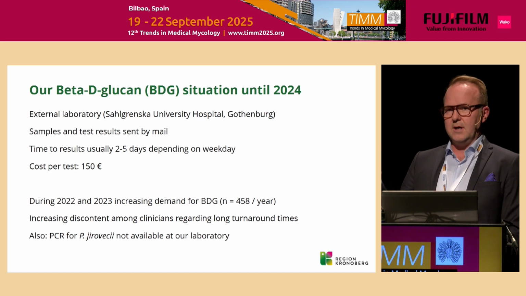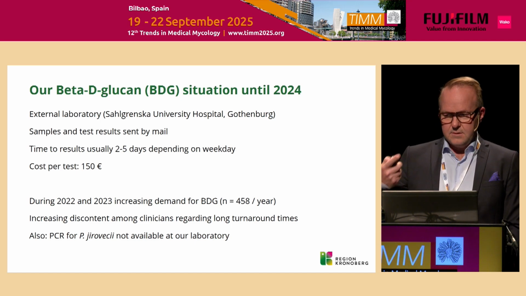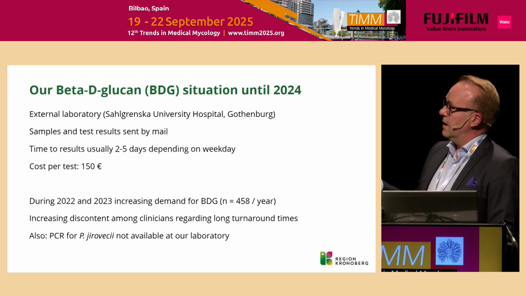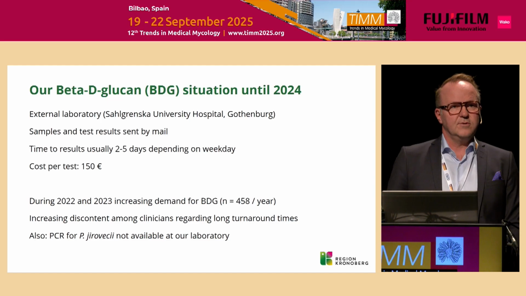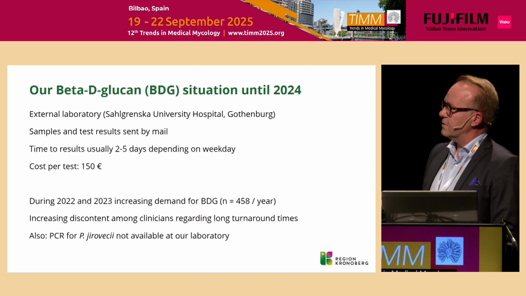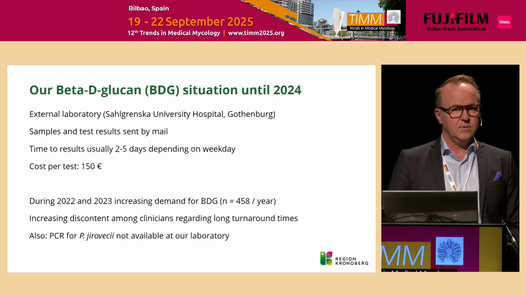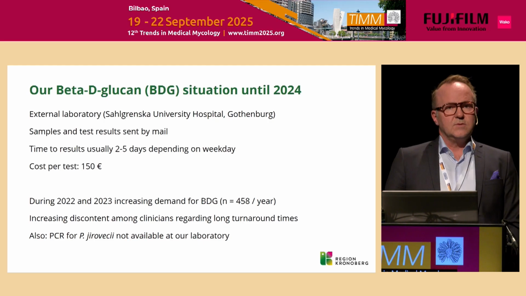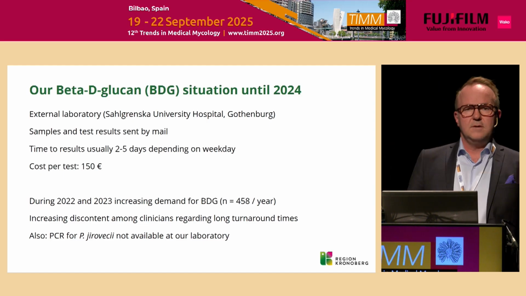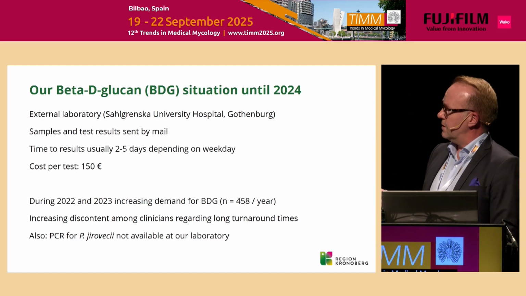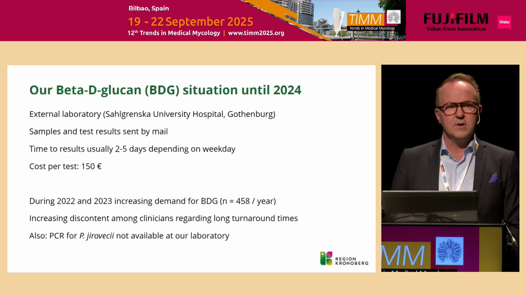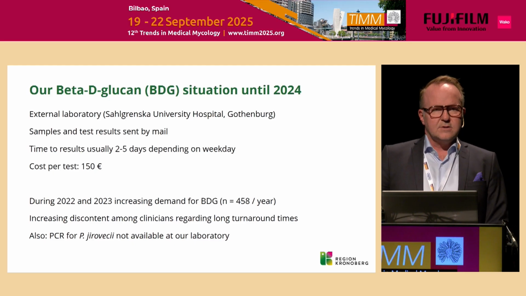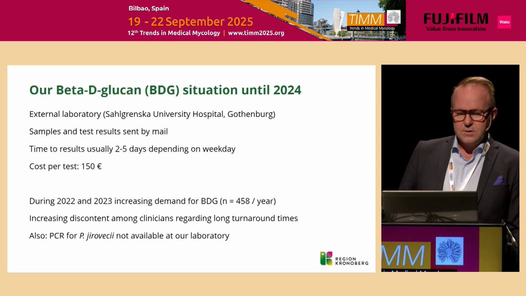2 days if we were lucky, but if the sample was taken on a Thursday, for example, and the mail doesn't go on weekends, it could take up to 5 days before we had the results, which was a big problem, of course. The cost per test they charged us was roughly 150 euros. And we saw during 2022 and 2023 an increasing demand for beta-glucan testing, and the 2023 figure was 450 samples in 1 year, and an increasing discontent among clinicians regarding the long turnaround times.